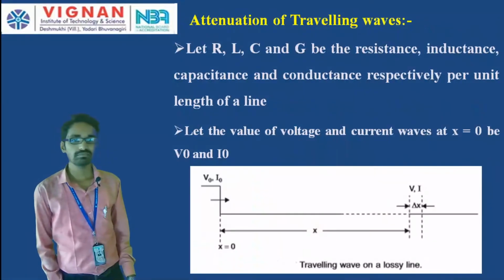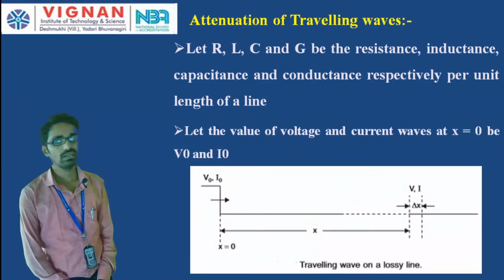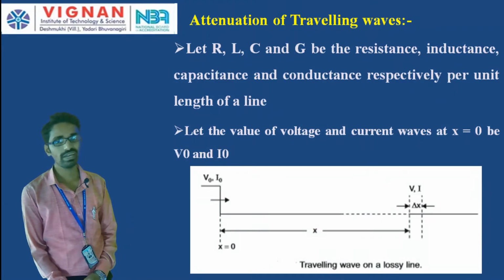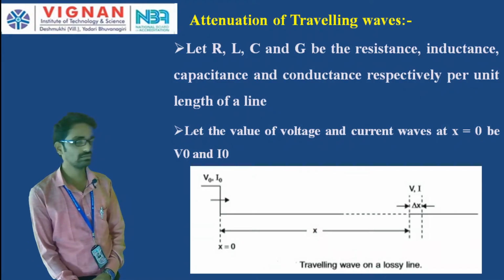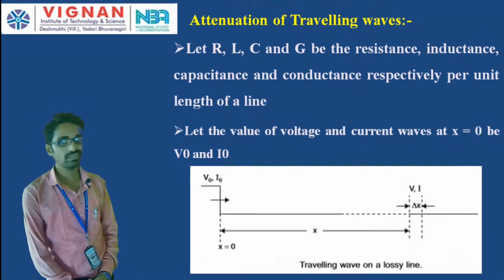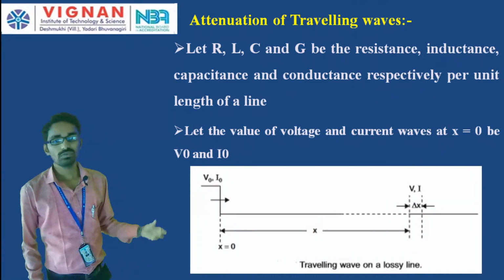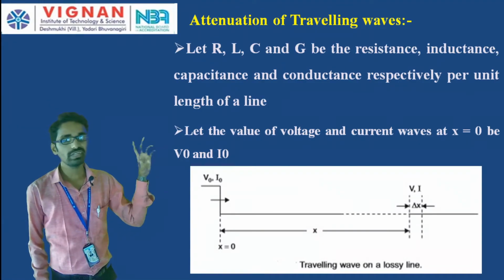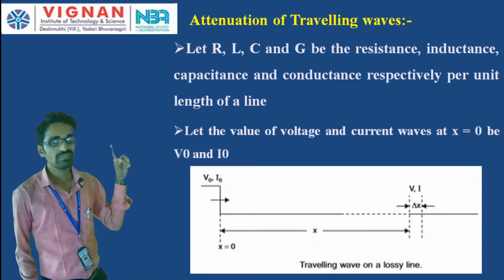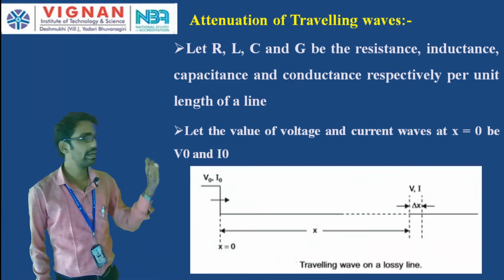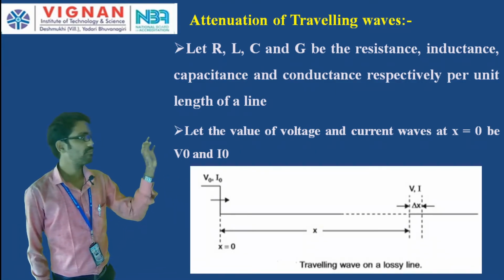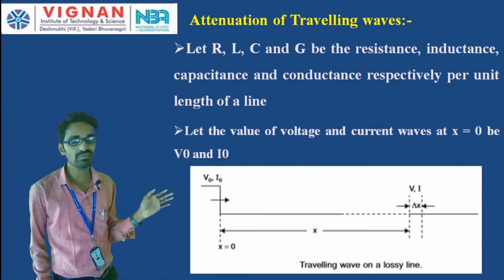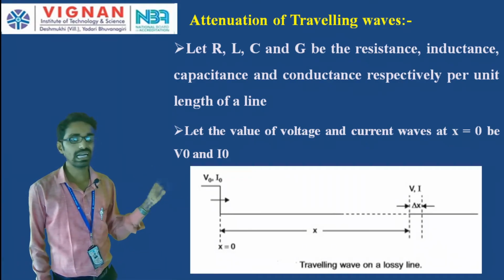So if you see the attenuation of travelling waves, let us consider R, L, C and G. We have the resistance, inductance, capacitance and conductance. G is nothing but the conductance. These values are considered per unit length of a line. So let the values of the voltage and current waves at x equal to 0 be V0 and I0. So x equal to 0 is nothing but before starting the travelling waves.